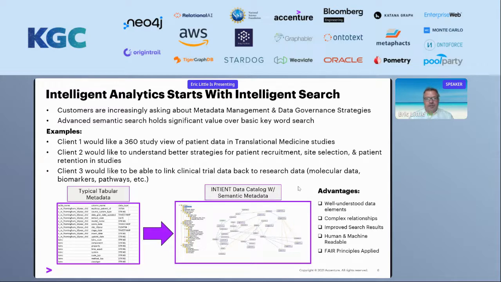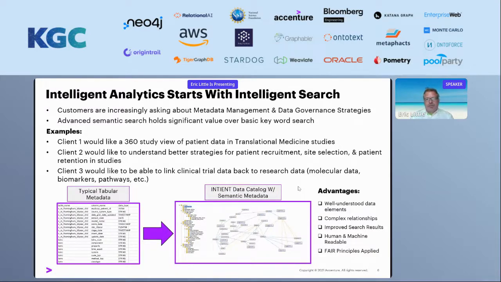Client 2 would like to understand better strategies for their patient recruitment, their site selection, their patient retention in their studies. Client 3 would like to be able to link clinical data all the way back to their research data. So what was the molecule? What were the biomarkers? What were the pathways? These are very different kinds of examples, and this is part of the challenge in working in the life sciences areas. The level of modeling, the level of precision needed is very, very high.